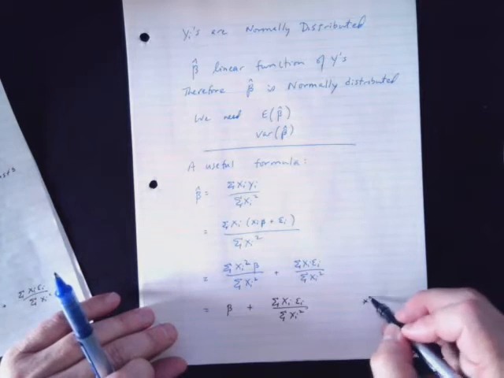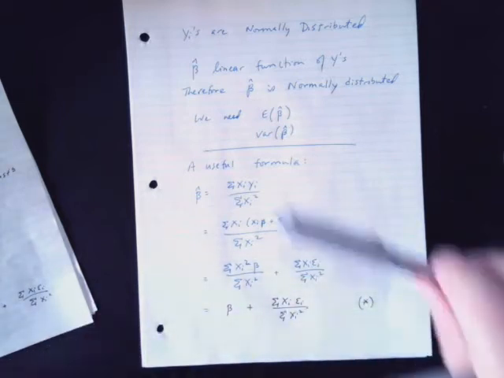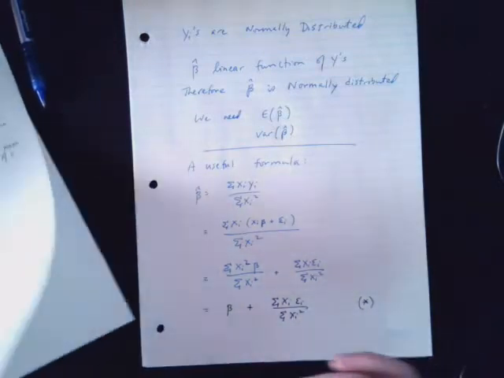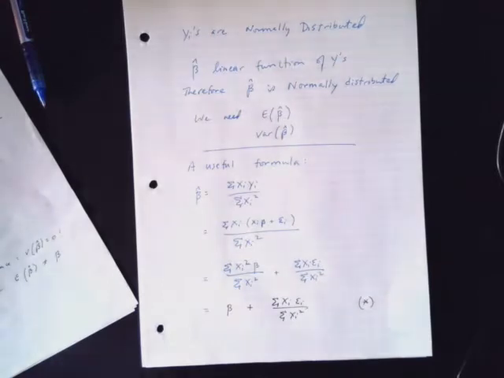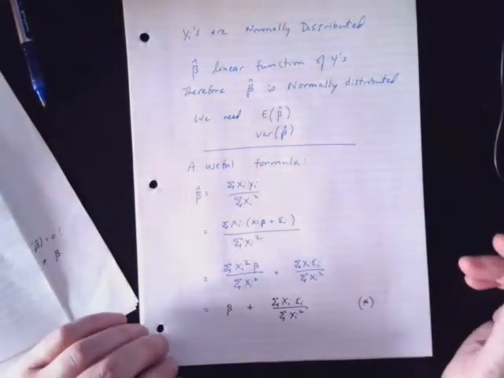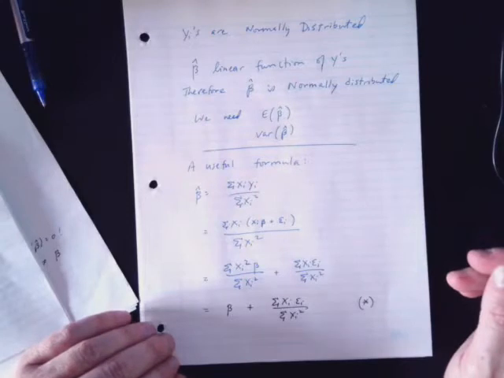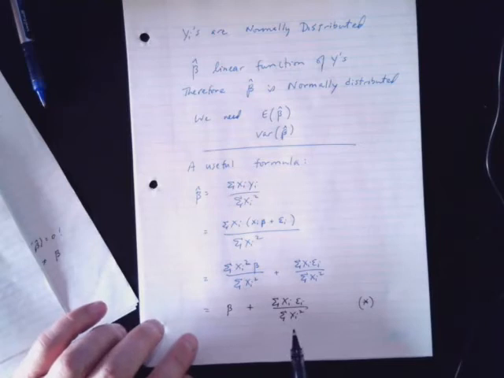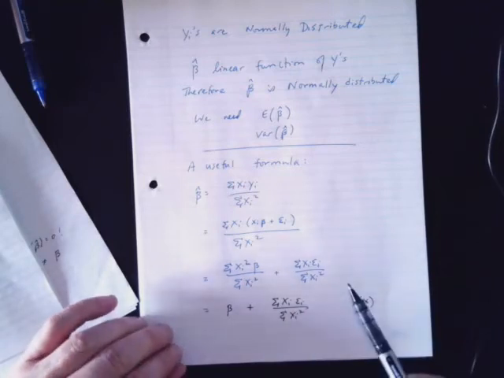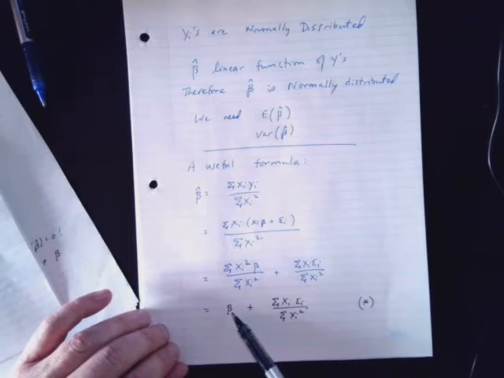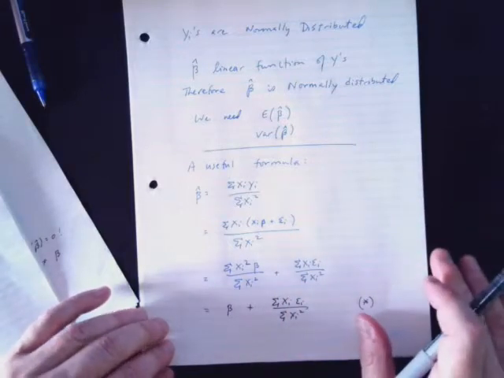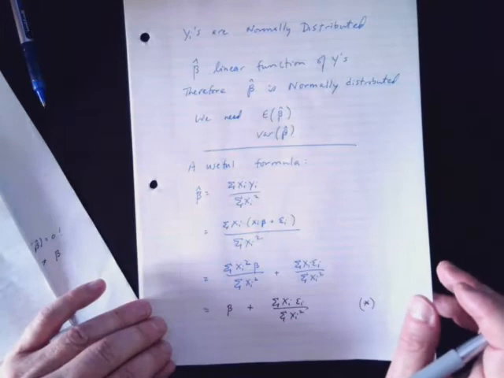So this formula, we're going to put a star beside it because that's a useful formula. We're going to use it a bunch of times as we analyze the properties of our estimator. Now, I should point out this is useful in theory, but it's not going to help us estimate beta because we don't know what beta is and we don't observe these error terms directly. So this is a valid decomposition, but it doesn't help us with estimation.